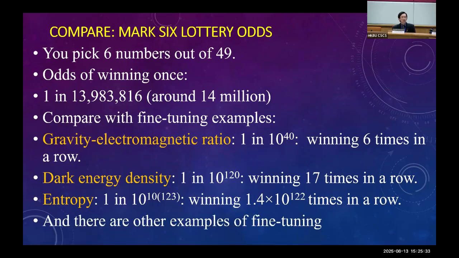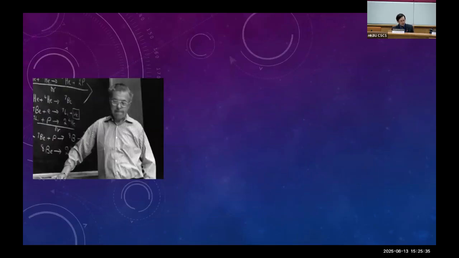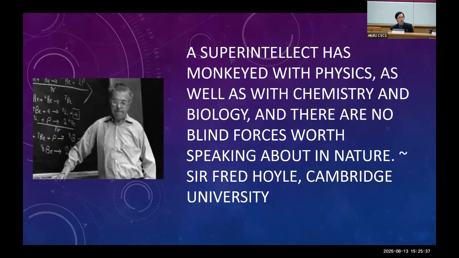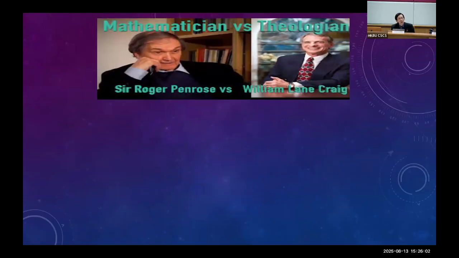Given such strong evidence, it's no wonder that many scientists have come to the conclusion that there must be a designer. One of them is Sir Fred Hoyle, a physicist at Cambridge University. He was an atheist before, but he ended up concluding that there must be a super intellect who has played around with the physics, because we know that this kind of thing doesn't happen by chance, as I say.